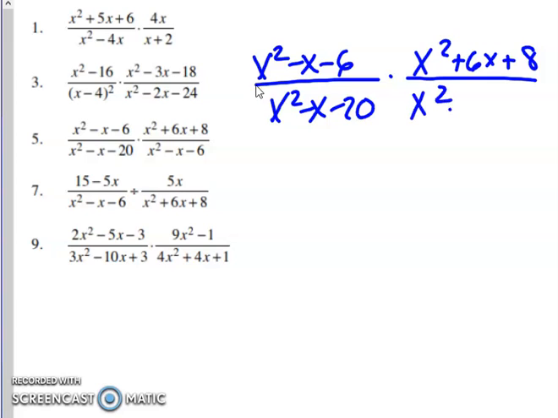Identify the factors that will make 1, and then simplify it down to the final answer. Turn the video back on when you're ready to continue.